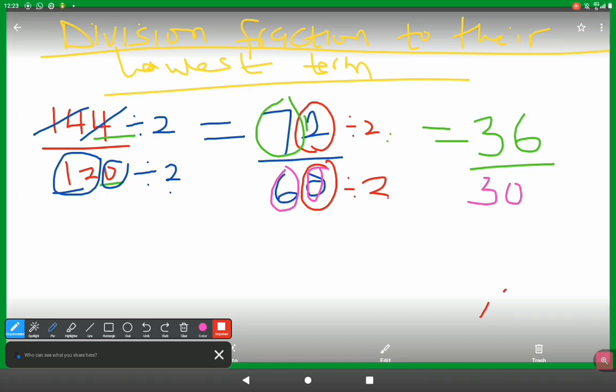Alright. So 36 over 30. 6 is an even number. So that means it can be divided by 2. Let's check the denominator if it is an even number as well. The last digit, 0, is an even number. So that means I can still divide by 2. Let's divide by 2 again.